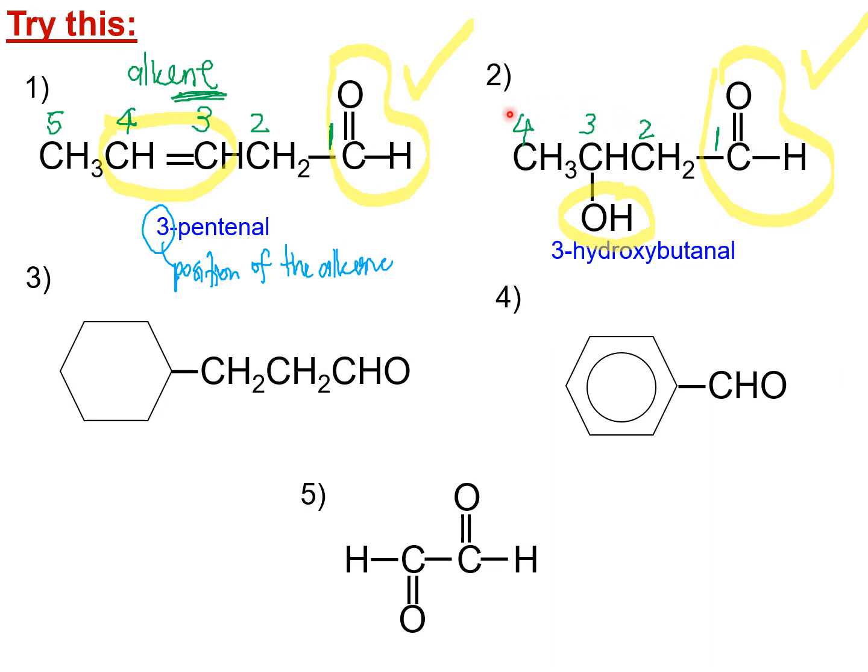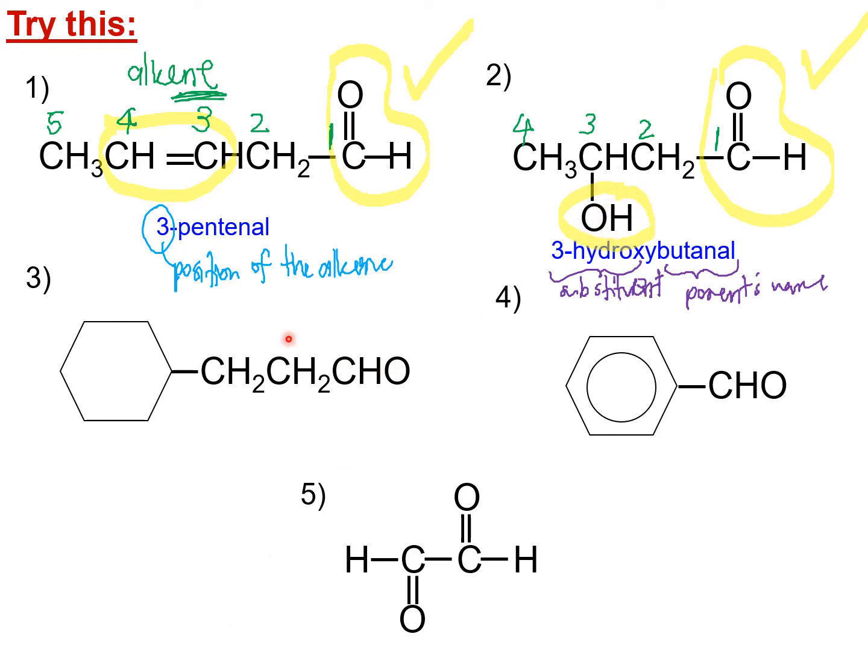So we know the parent's name will be butan, because it has 4 carbons. But because there is an aldehyde functional group here, the name will become butanal. So this is the parent's name, and then this is the substituent, and the number 3 refers to the position of carbon number 3.